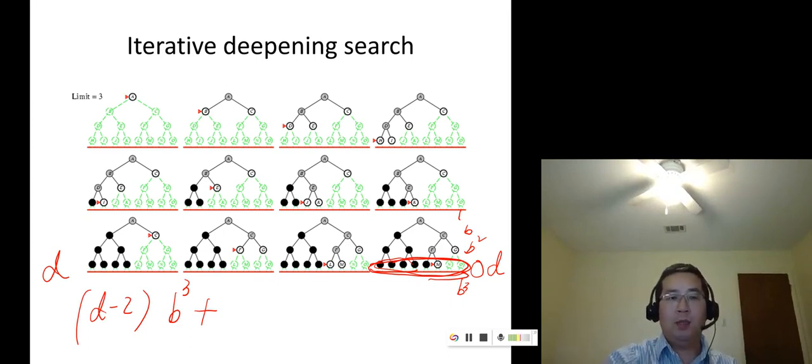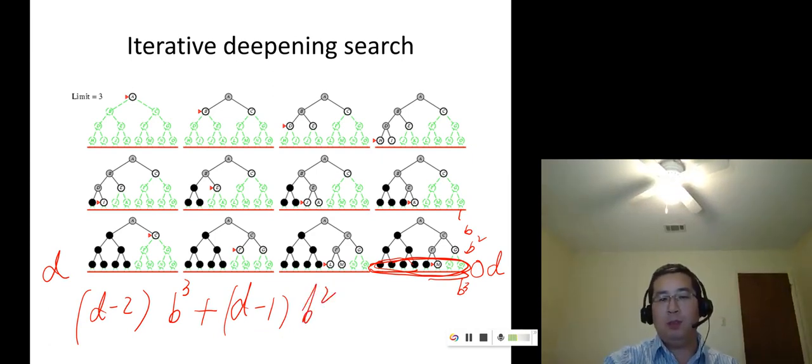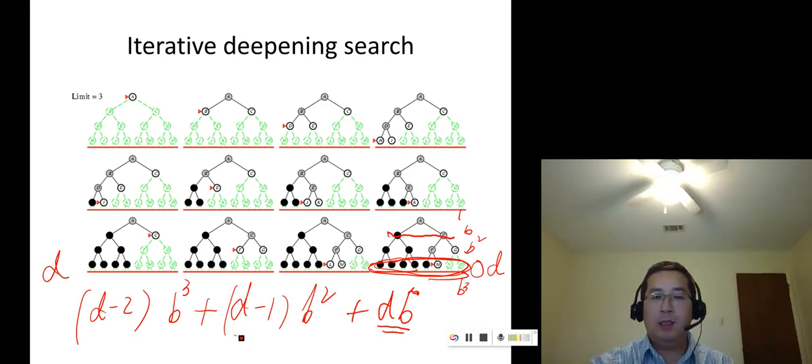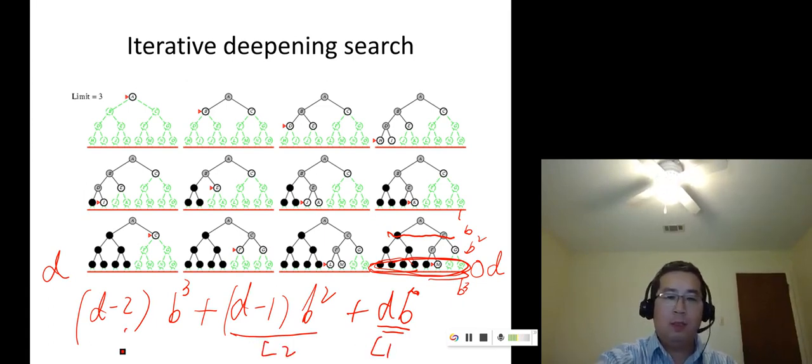And next one, you need to have more expansion. So you know the number of nodes at this depth is B square, okay? And then the next one is dB. So this is dB. So how many searches? Then you need to expand how many times? This is for layer 1, and then this is layer 2, layer 3, okay?